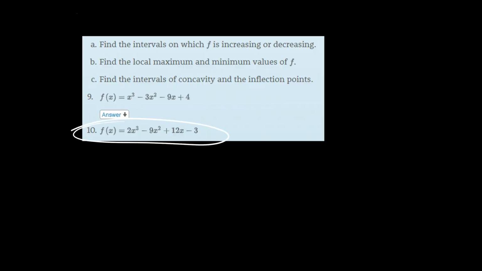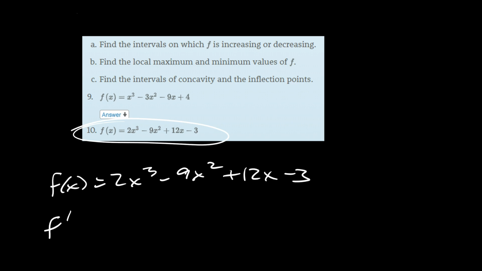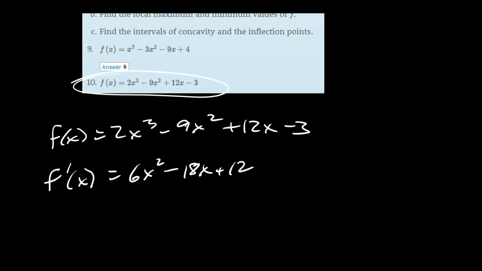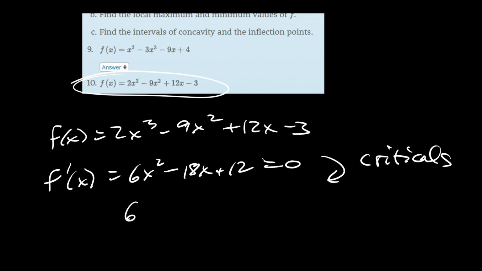Okay, so I want to do number 10 here. Let's write it down. f of x is, so the first thing you do is take the derivative. You get 6x squared minus 18x plus 12. You set that to 0 to find the critical numbers. So we're finding the criticals, critical numbers. You can take out a 6 automatically, just divide by it, because it's set equal to 0.